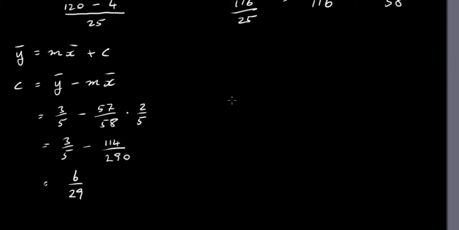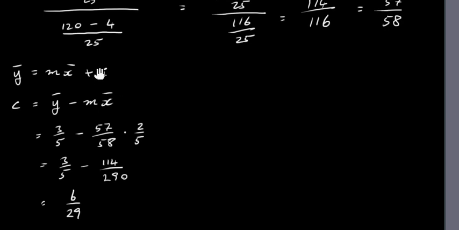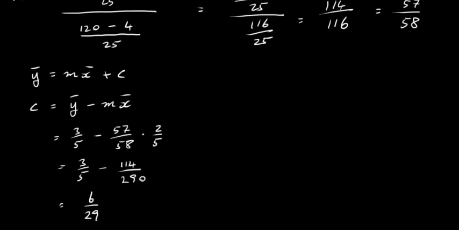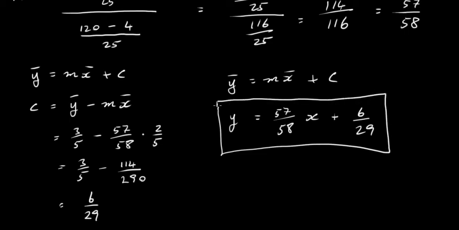Okay, so finally then, the equation of our line of best fit will be y bar is equal to mx bar plus c. So our y is going to be equal to our slope, which is 57 over 58, so it's almost 1, x plus 6 over 29. So this is the equation of our line of best fit, if you like.